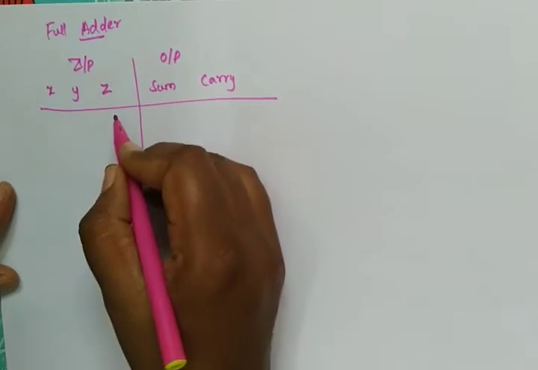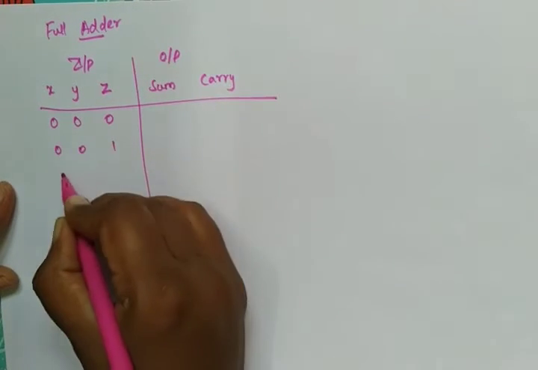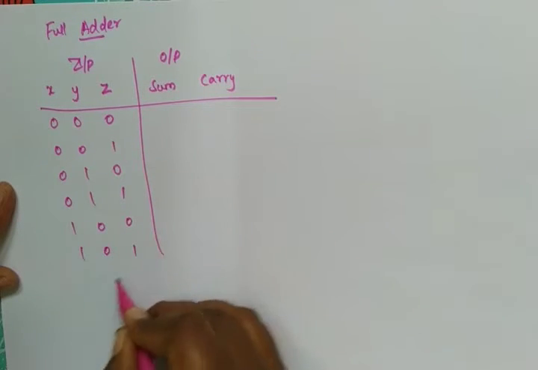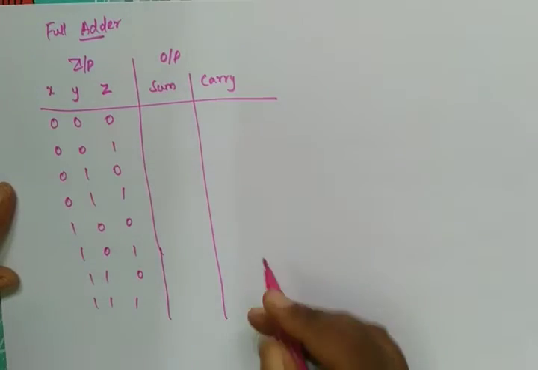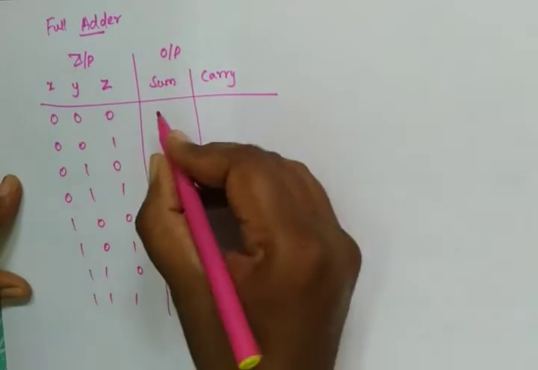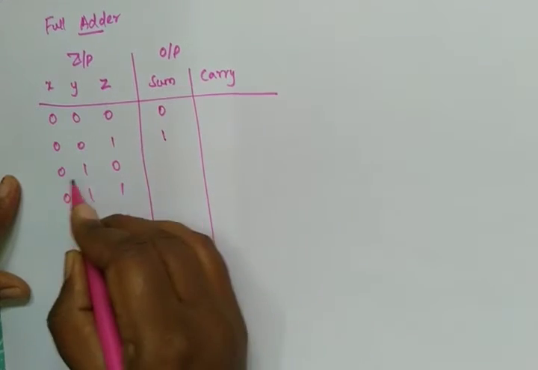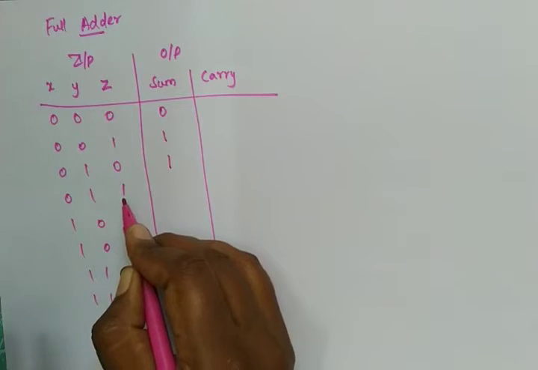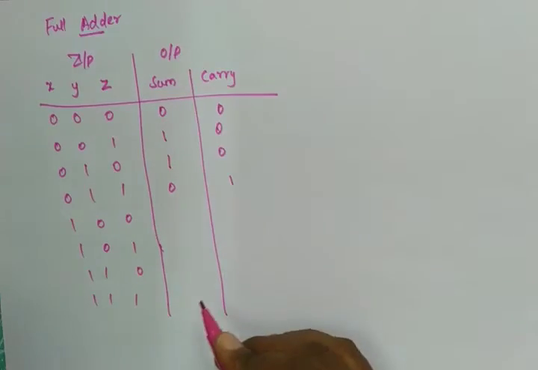Now we know how to write this in binary: 0, 1, 2, 3, 4, 5, 6, 7. This is how we have to write the 3-bit input. Now what is sum? 0 plus 0 is 0. 0 plus 0, 0. 0 plus 1 is 1. 1 plus 0, 1. 0 plus 1 is 1 and 1 plus 1 is 1, 0. So here we have carry 1. Here we don't have any carry.